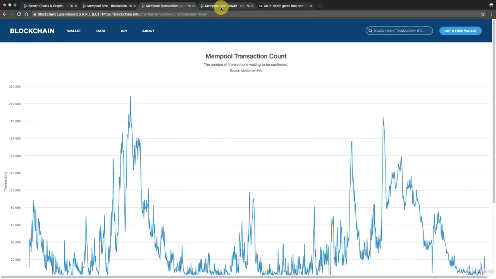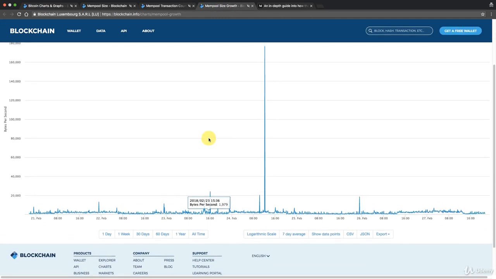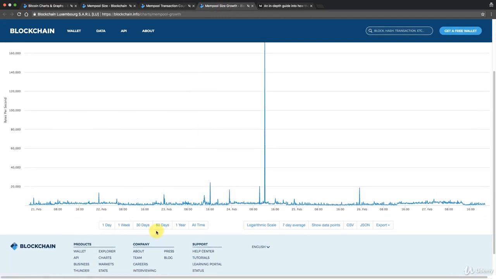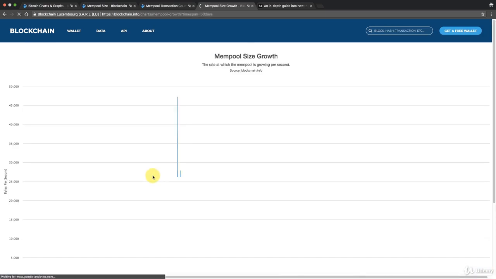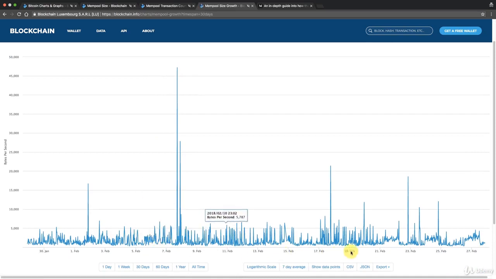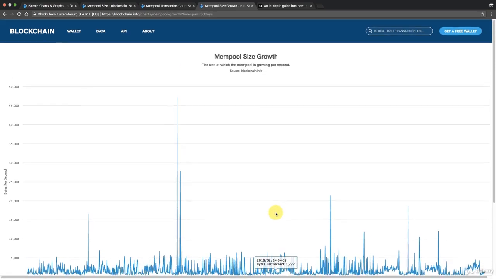That's the transaction count, and this is mempool size growth. So this is the speed at which it's growing. Not very varied, this chart. Let's have a look here. Yeah, it's more or less consistent.